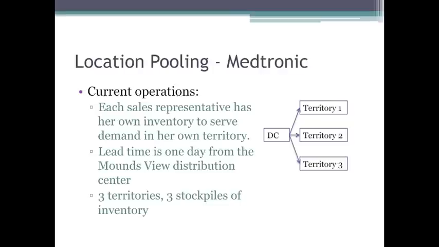Okay, so let's start talking about these different forms of risk pooling. First, we have location pooling. The idea here, we have different inventory sources, different inventory locations. Here each sales rep has their own inventory to serve their own territory. Lead time from the distribution center is 1 day, and that's fine, but each territory has its own inventory. What happens if we combine these locations into one central inventory location?